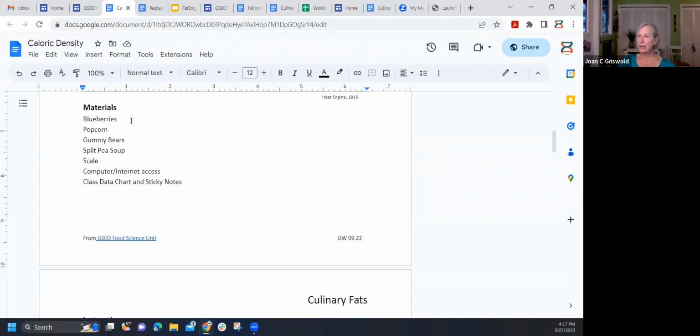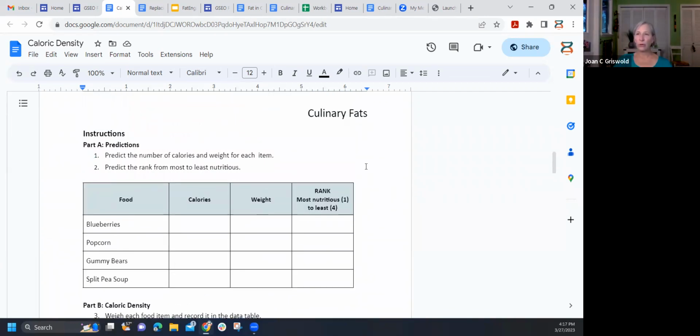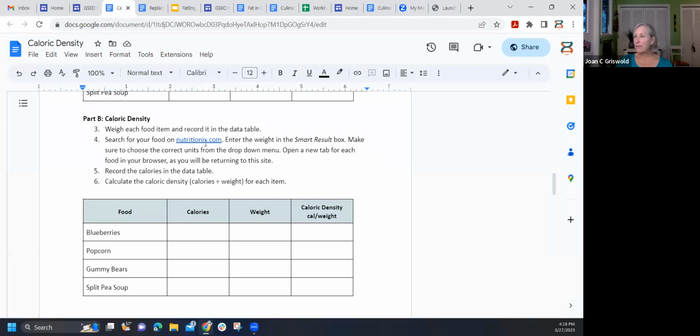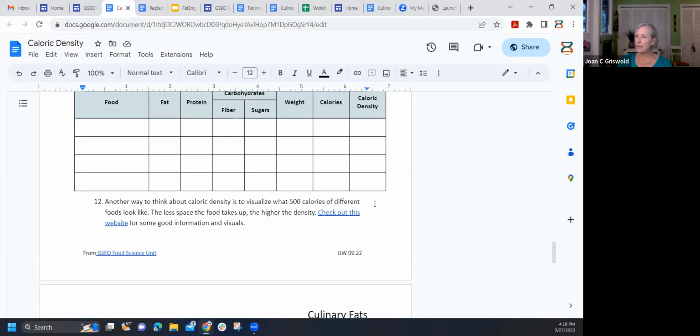And so students take blueberries, popcorn, gummy bears, and split pea soup, and figure out the caloric density of each of those foods. First they predict which they think is going to be the healthiest, and then figure out if caloric density is a good measure of that. Then they have to go to a website and find the weight, and they do some math to figure this out, the calories and weight, and then figure out caloric density of these 4 items.